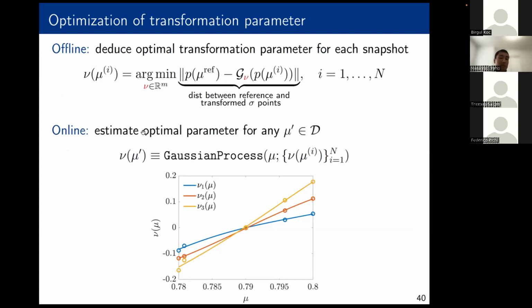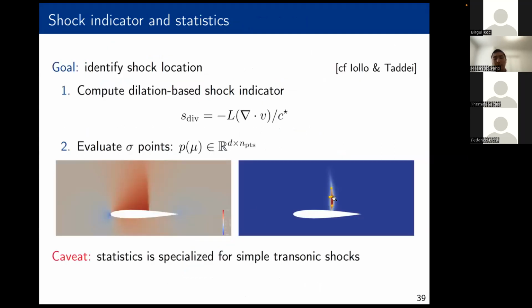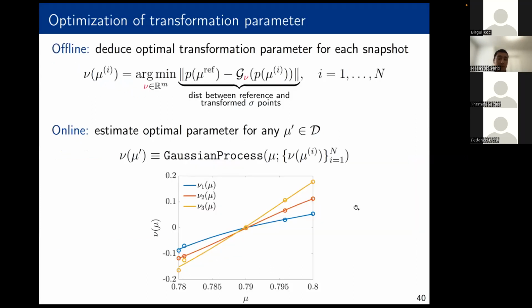Now in the online stage, we are typically given parameter values that are different from the snapshot parameter values. So we have to approximate the correct transformation. And for that, we just use Gaussian process. We use Gaussian process because it works with unstructured data sets, but also because it is robust against noise. And as you might have figured, the shock location identification is not perfect. It can be noisy, and it has, in general, an error on the order of the mesh spacing used for the computation. So we want to denoise that by using Gaussian process.